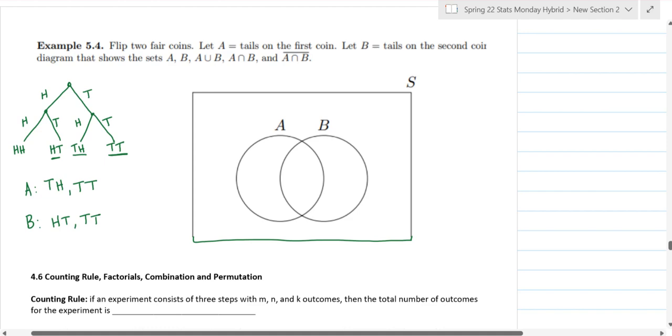So if I construct my Venn diagram, they both have tails, tails in common, so that would go in the middle. A has tails, heads, and B has heads, tails. I have not accounted for heads, heads, so that's going to go in my sample space. Okay, so I have sets A and B. A union B would be all of these: tails, heads, tails, tails, heads, tails. A intersect B is just tails, tails.